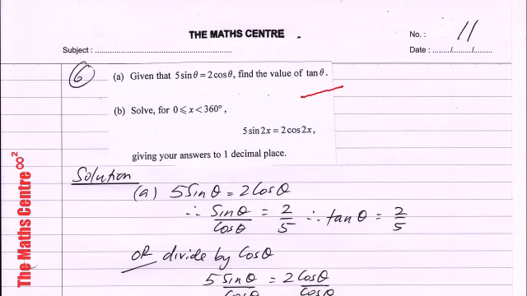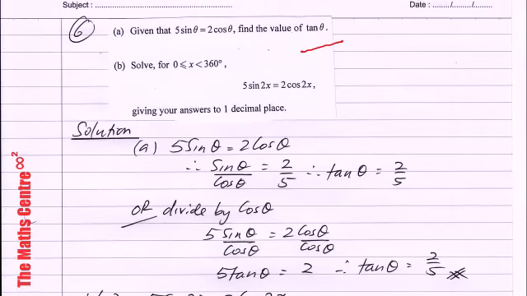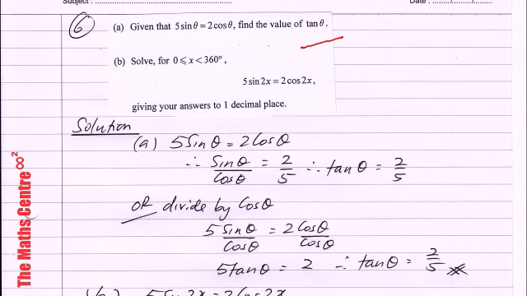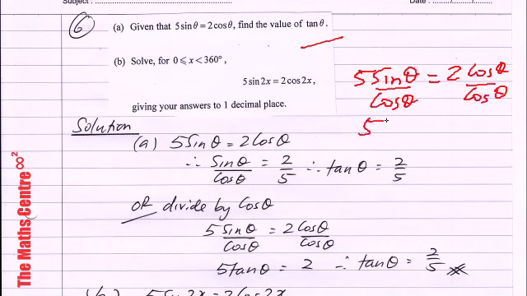In part A, we have 5 sine theta equals 2 cos theta, and what we can do is divide throughout by cos theta. When that happens, you will get 5 sine theta over cos theta equals 2 cos theta over cos theta. So you will get 5 tangent theta equals 2, so tangent theta equals 2 over 5. We are asked to find the value of tangent theta, so the value of tangent theta is 2 over 5.